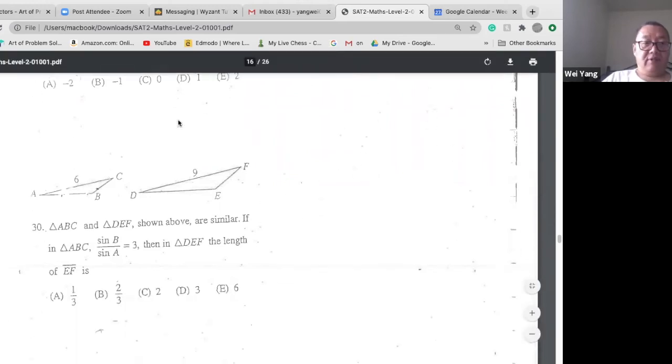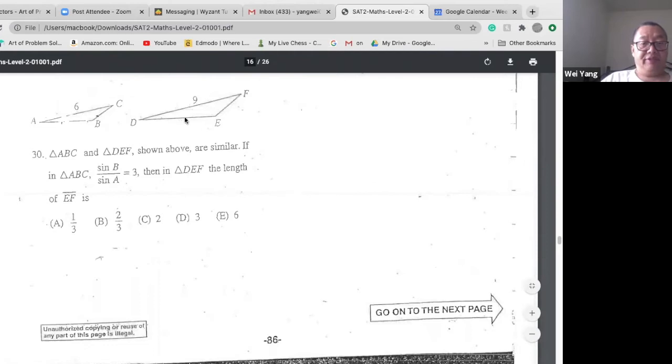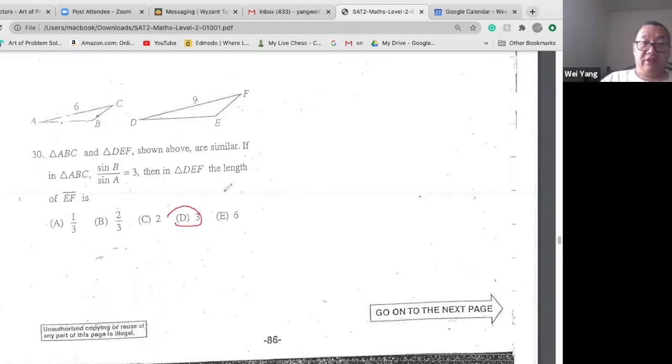Now let's see 30. What's your answer for 30? D. Now let's see. These two triangles, ABC and DEF, shown above are similar. In triangle ABC, you have sin B over sin A equals 3. Then in triangle DEF, the length of EF equals what? Okay, now let's see. They give you sin B over sin A equals 3.